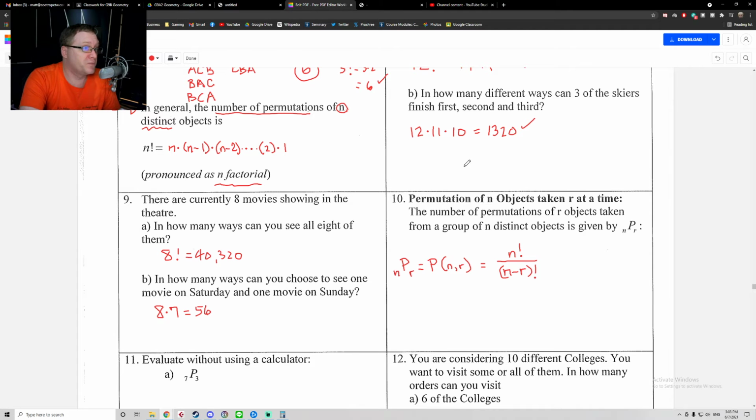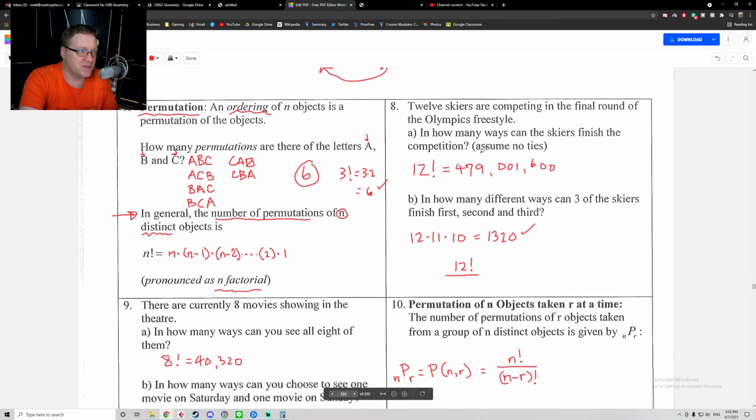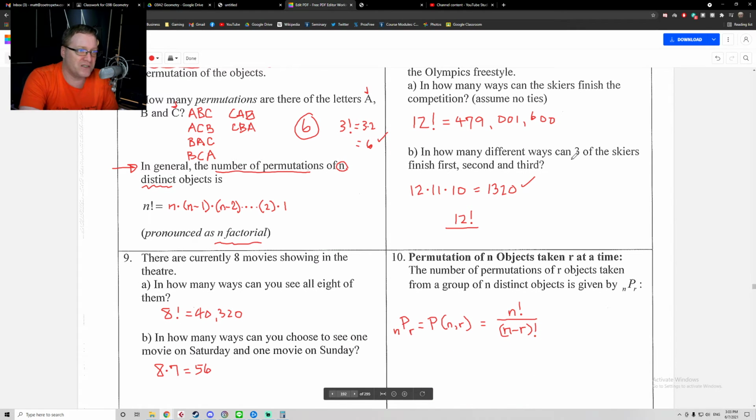Okay, so for example, let's look at this one. What did we do here? Well, we did 12 times 11 times 10. Another way we could have done that is 12 factorial, because we have n different skiers. We have 12 different skiers, and we want to take 3 of them and find all the permutations of 3 of them. Then on the bottom, we're going to have (12 minus 3) factorial. Well, that equals 12 factorial divided by 9 factorial.